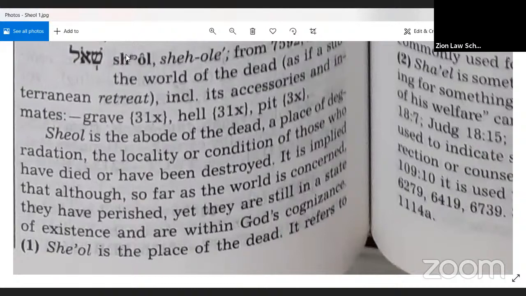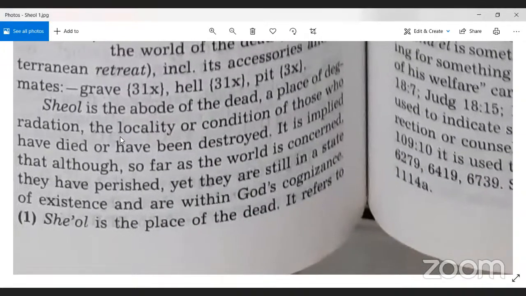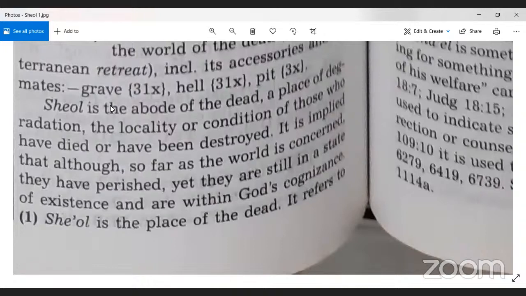All right, yeah. Okay, so let's get to it. All right, so let's begin with the reading.